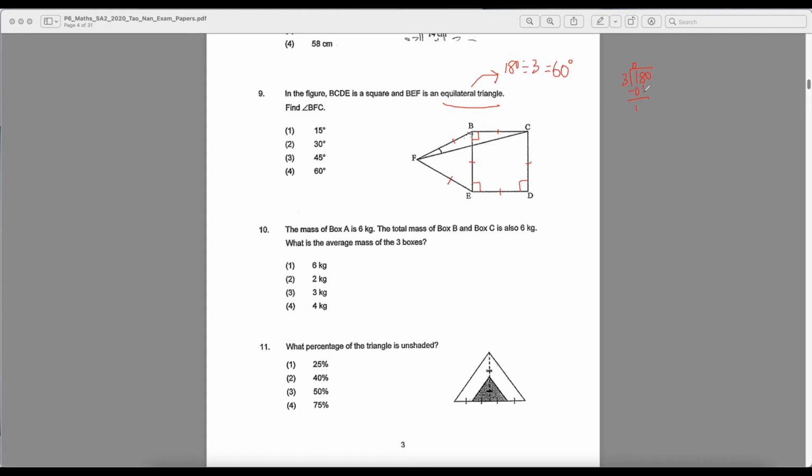I'm going to do the working for those of you who need to see how I get 60. Okay? And that's how I got my 60. So I'm going to write here 60. Okay?